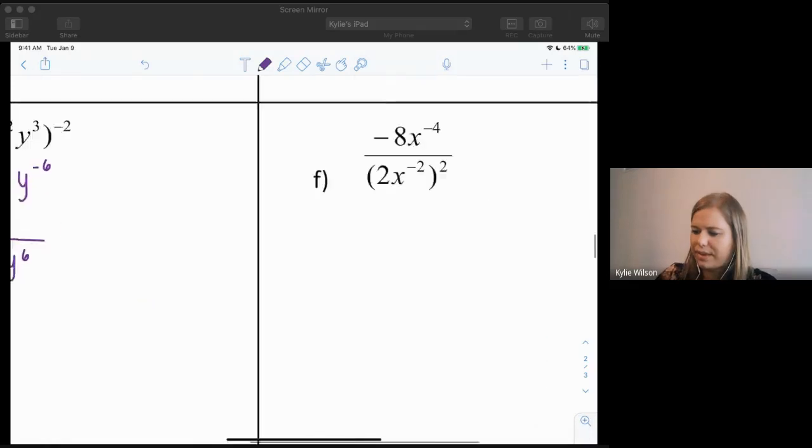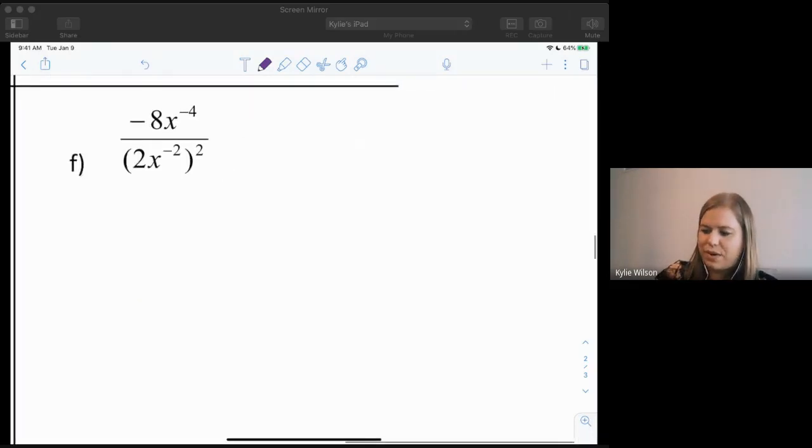Okay, let's move on to F. We're over halfway done all these examples. So we have negative 8, x to the power of negative 4, all over 2x to the power of negative 2, all to the power of 2. So the first thing we always do when we have multiple operations going on is we always deal with the power of a power first. So no matter what, you're always going to deal with power of a power first.